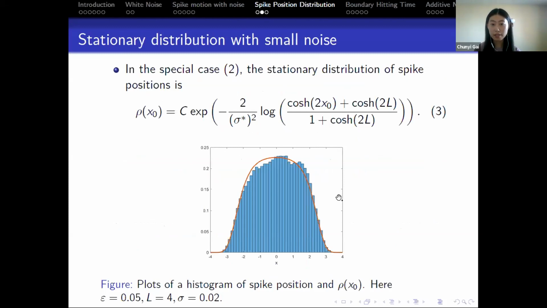And in this figure, we compared our results with the full simulations. Here, this red curve is plotted using this formula, and this distribution is obtained by full simulations of the GM model. And we can see they matched really well.